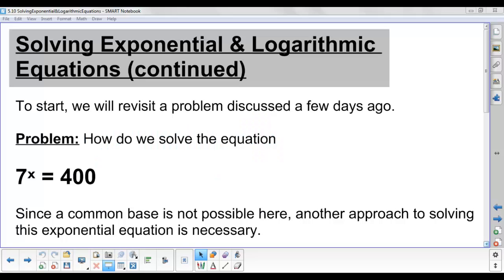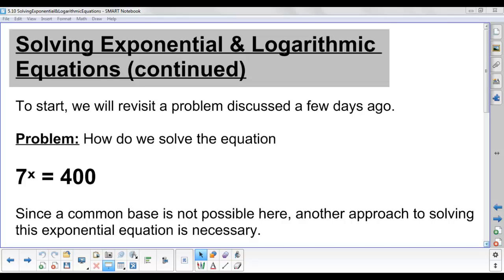Hi, and welcome to today's lesson on solving exponential and logarithmic equations. It's really a continuation of what we started the previous day, which focused mainly on just solving logarithmic equations. Now we're going to actually look at a mixture of exponentials and logarithms.